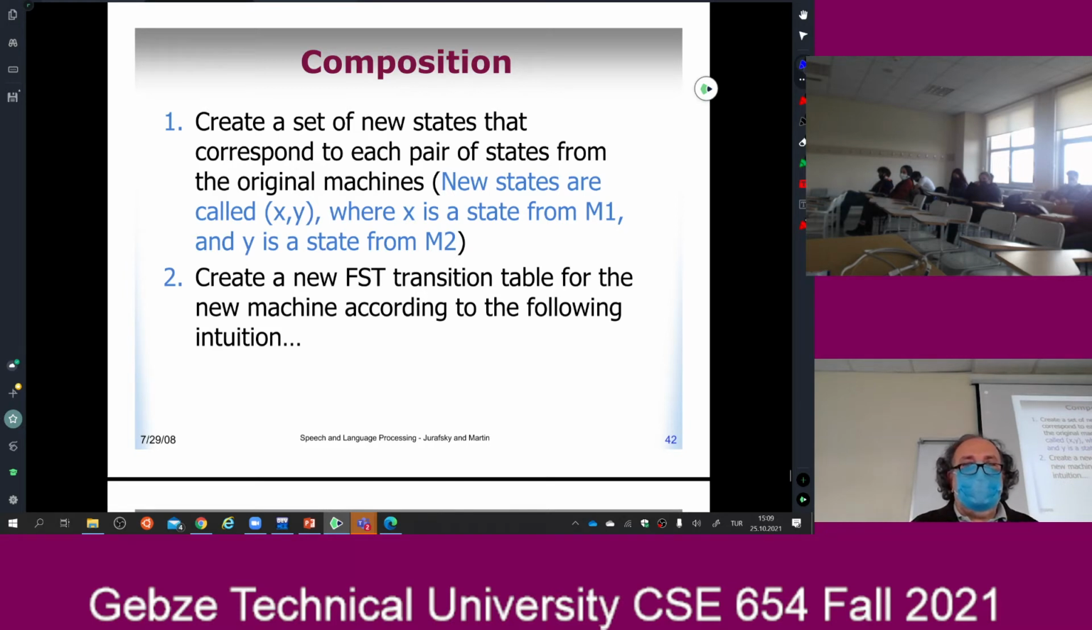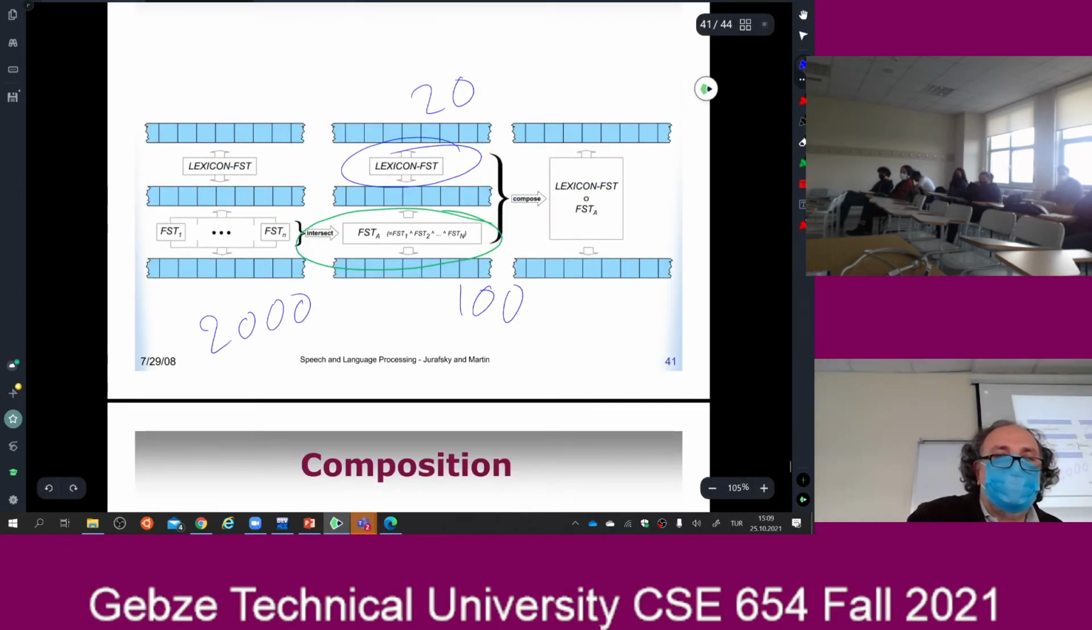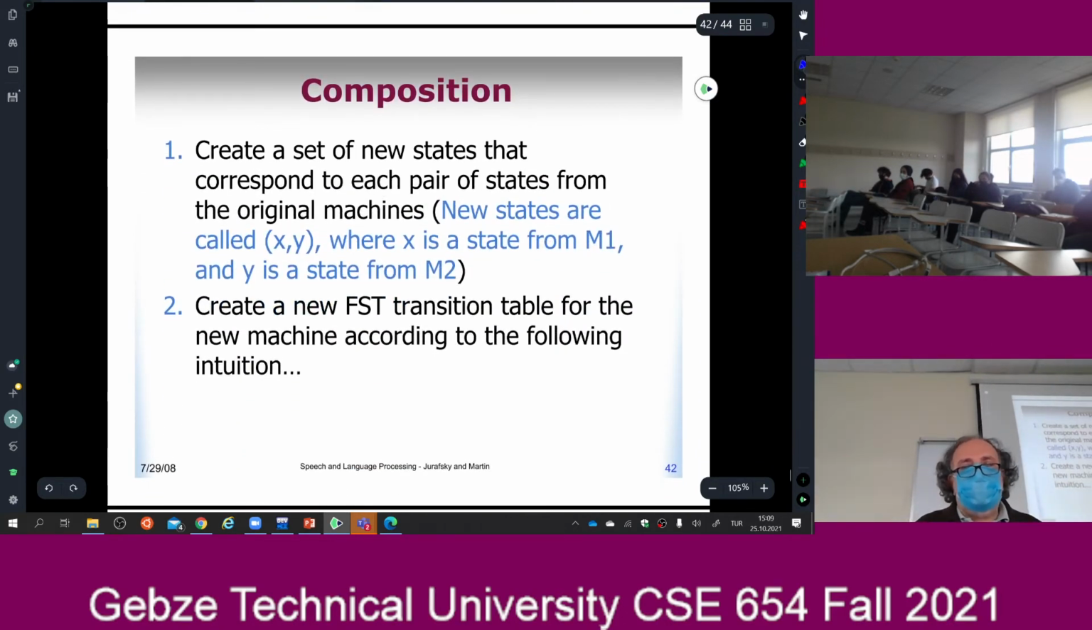Okay, and then I will build a transition table for the new 2,000 state machine. But there are certain easy to follow rules to create those transitions too. Once I do them, there will be a very large non-deterministic finite state transducer that I can run on a standard finite state transducer machine, and that will do my job.